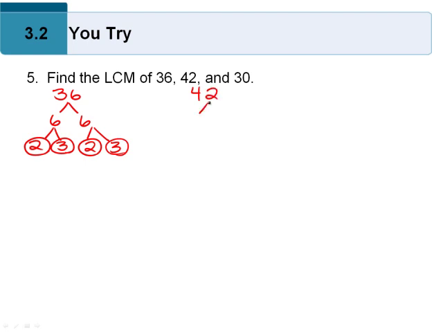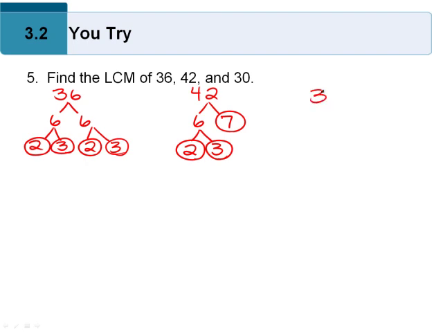All right. Ooh, here's a big one. Find the LCM of 36, 42, and 30. Ooh, some big numbers. 36, I'm going to use 6 and 6. And then 6 would be 2 times 3. And the other 6 would be 2 times 3. And those are all prime. So 36 is done. All right. 42, I'm going to use 6 times 7. 7 is prime. 6 I can break down into 2 times 3. And now 42 is done.